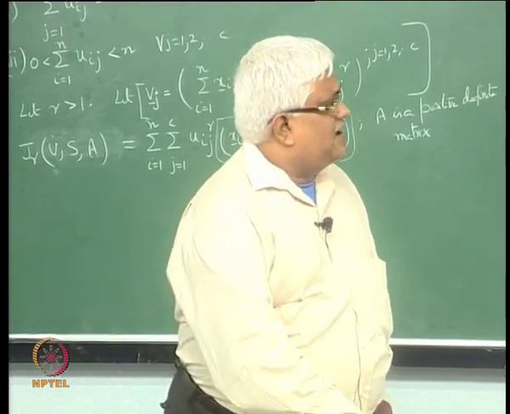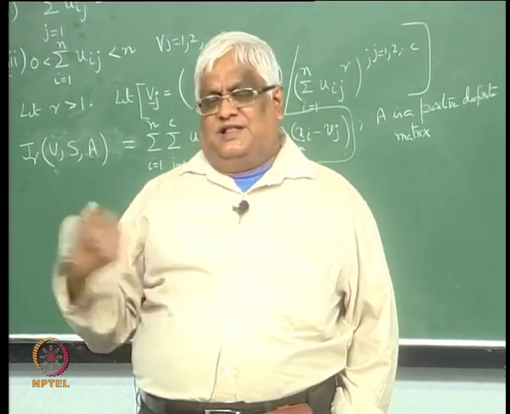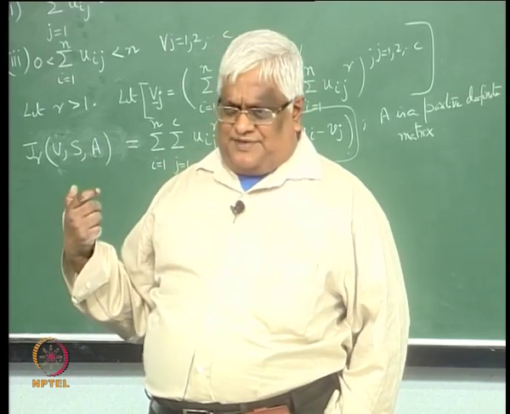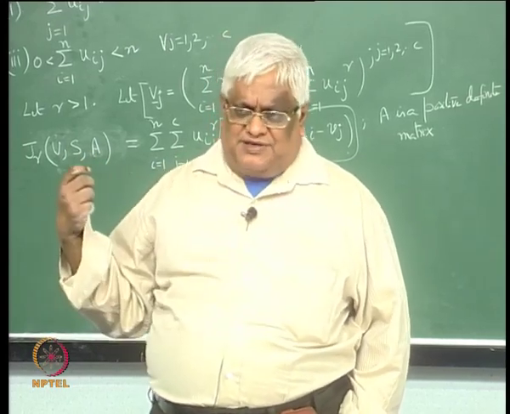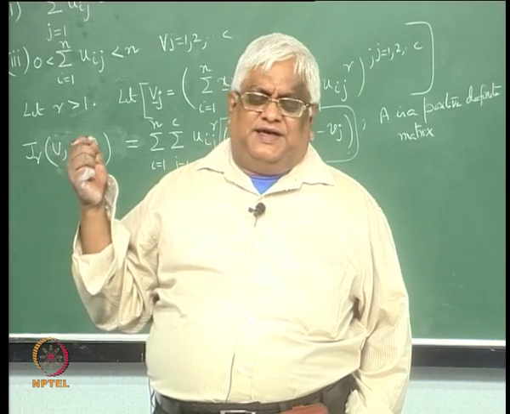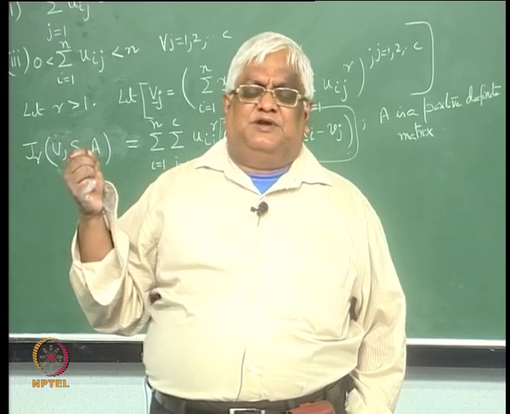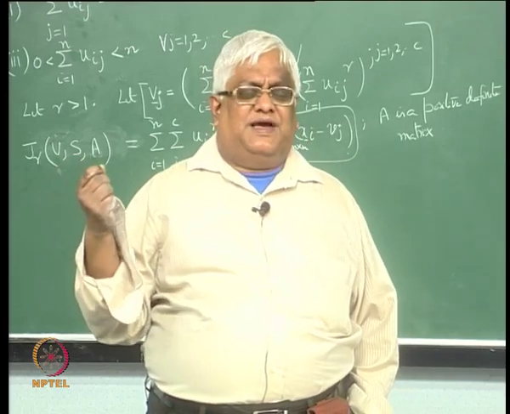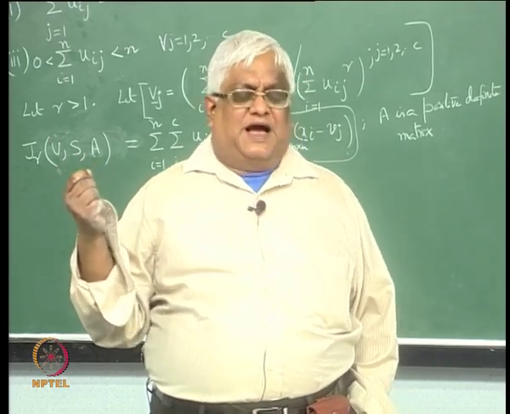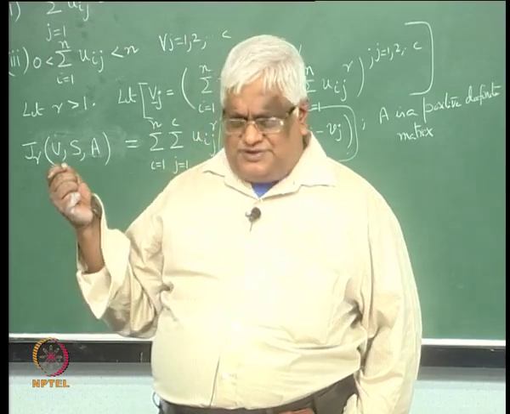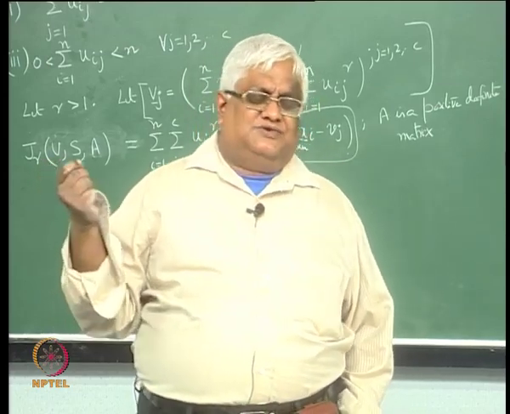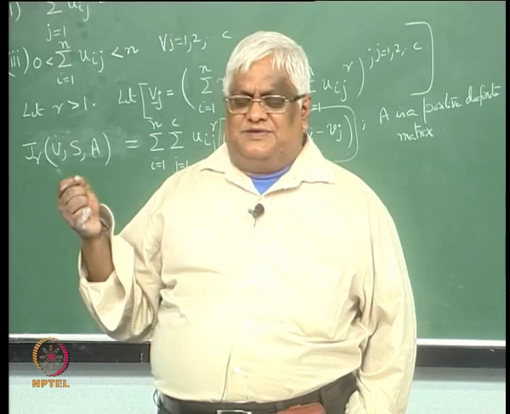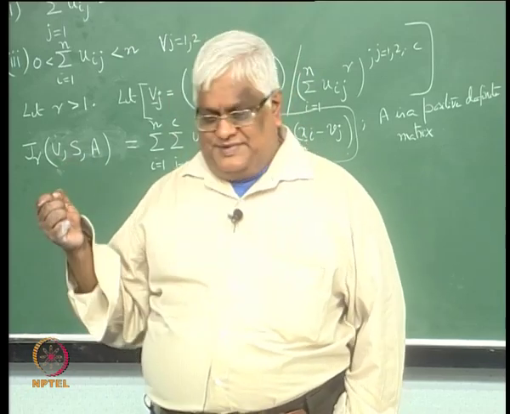As you can see, if R is equal to 1, then this is like the usual k-means algorithm. So that is one of the reasons that people choose R to be very close to 1. They want to make this as close to the usual k-means algorithm as possible. So they may choose R to be a value that is very close to 1.